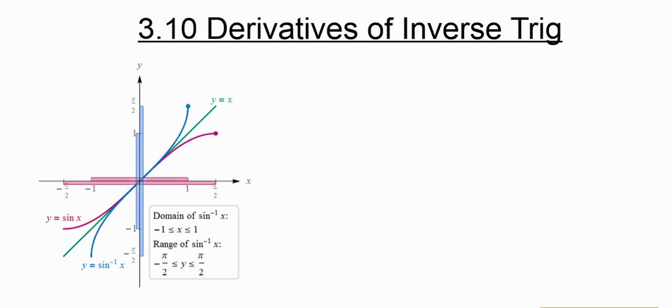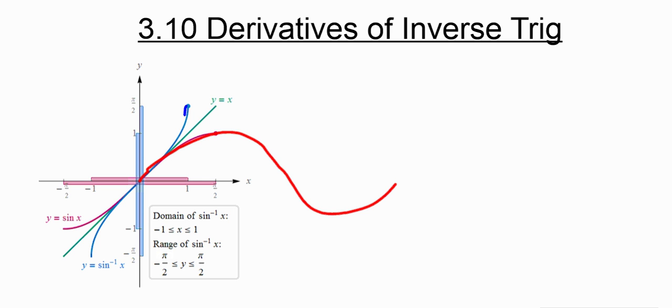3.10, derivatives of inverse trig functions. We can see from our picture here that if we had the original sine function, which would be my pink curve here, would be something like this. And then if we want to go ahead and find its inverse, remember we are switching its domain and range.